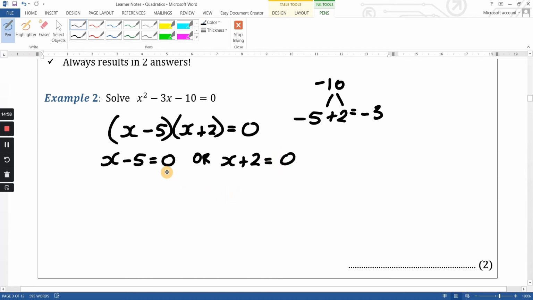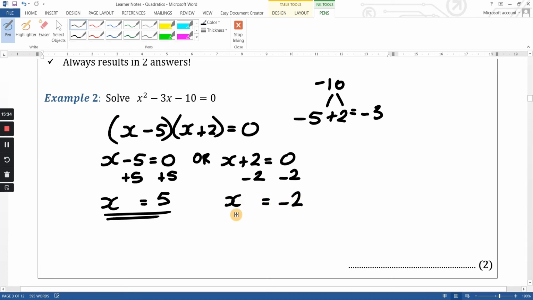So let's solve the first one. If x minus 5 equals 0, let's get x on its own equal to something. So I'll need to get rid of the minus 5. So I'll need to plus 5 here and here. I'll get x equals positive 5. There's my first answer. And now let's do the next one. So x plus 2 equals 0. Again, I just need x on its own. Let's get rid of the plus 2. We'll have to minus 2 here and minus 2 here. x is going to equal minus 2. There's my second answer. So you can say x is equal to 5 or minus 2.